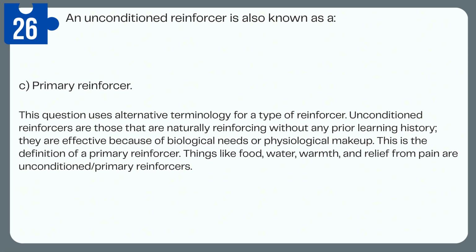Unconditioned reinforcers are those that are naturally reinforcing without any prior learning history. They are effective because of biological needs or physiological makeup. This is the definition of a primary reinforcer. Things like food, water, warmth, and relief from pain are unconditioned, primary reinforcers.